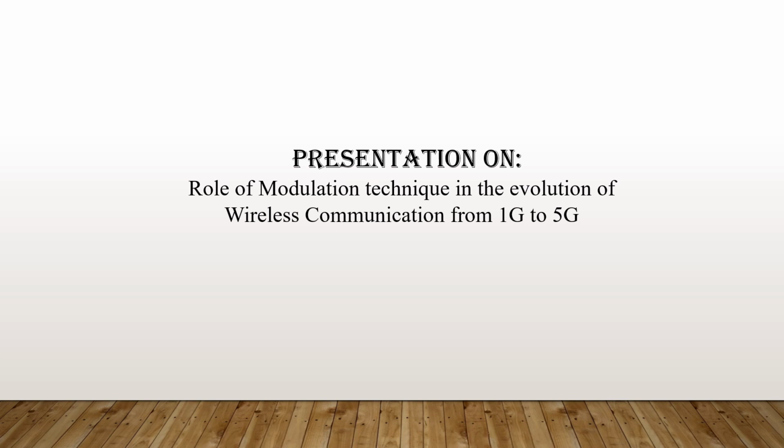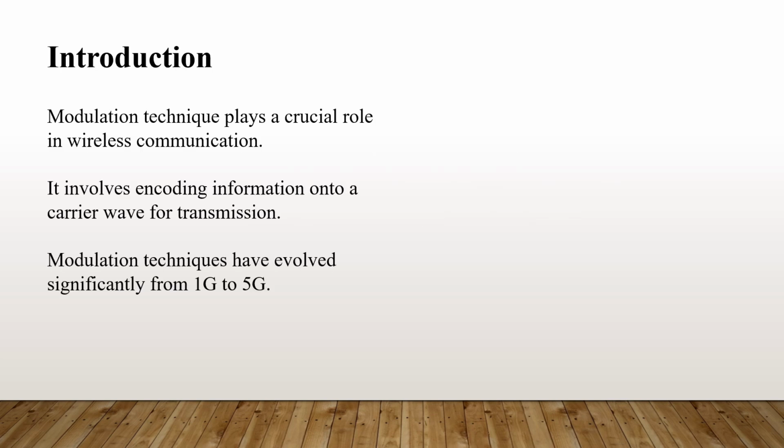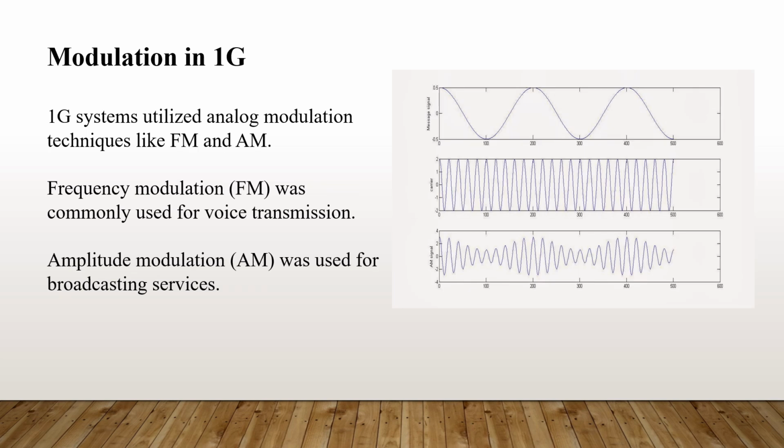This presentation is about the role of modulation technique and the evolution of wireless communication from 1G to 5G. Before knowing how 1G to 5G is working, let us jump into the introduction. Modulation technique plays a crucial role in wireless communication. It involves encoding information onto a carrier wave for transmission. Modulation techniques have evolved significantly from 1G to 5G.